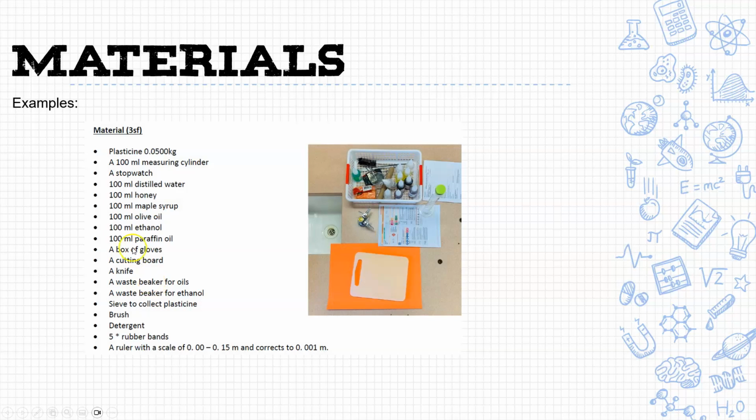So this is an example of a really good material list from a past student. This is not the setup, but they've included a photo of all of their equipment just so we can see all the bits and pieces. We've got our dot points. We've got, in this case, they've included the quantity, the mass of the material, so plasticine.